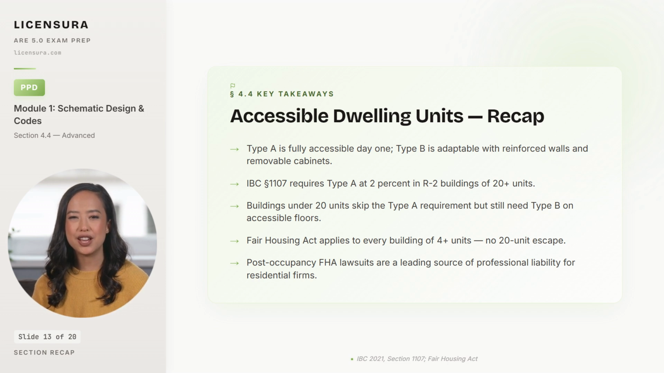Third, buildings under 20 units skip the Type A requirement entirely, but still need Type B on every ground floor unit, or every unit when elevator served. Fourth, the Fair Housing Act applies separately to every multifamily building of 4 or more units constructed for first occupancy after March 1991, with no 20-unit escape. A 4-unit walk-up is fully subject. And fifth, post-occupancy Fair Housing Act lawsuits are one of the leading sources of professional liability claims against residential architects, which makes FHA scoping a non-negotiable schematic design checklist item.